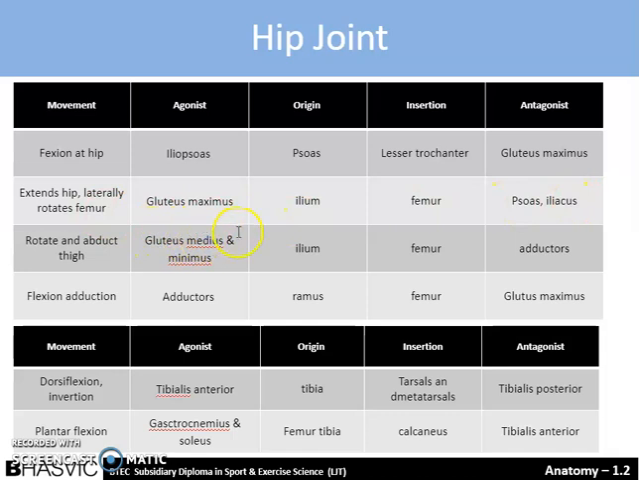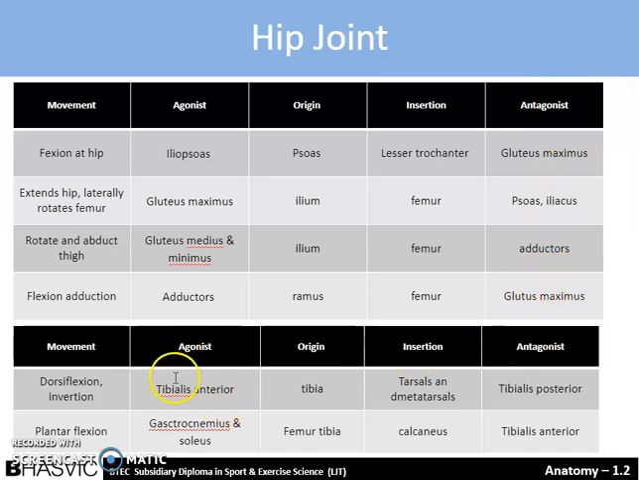Now going on to the gluteus medius and minimus. They rotate and abduct the thigh, with the origin also at the ilium and the insertion also at the femur, very much the same as the gluteus maximus. However, the antagonist is the adductors. So with the adductors as the agonist now, the movement can be performed as flexion and adduction at the hip joint, with the origin at the ramus, the insertion at the femur, and the antagonist being the gluteus maximus.